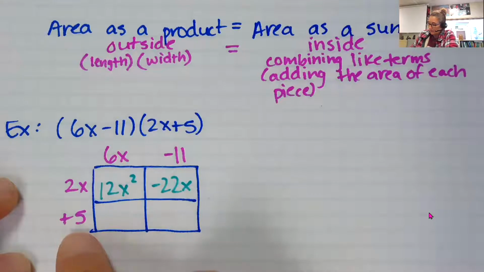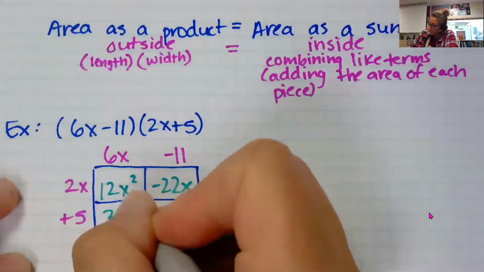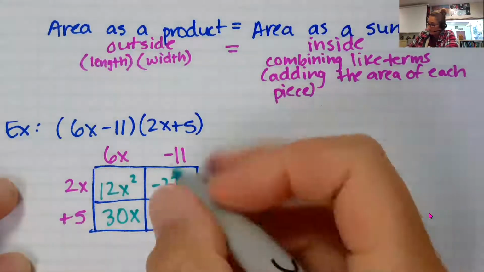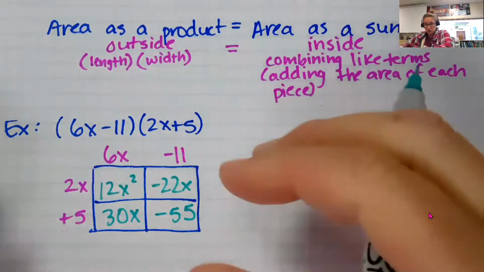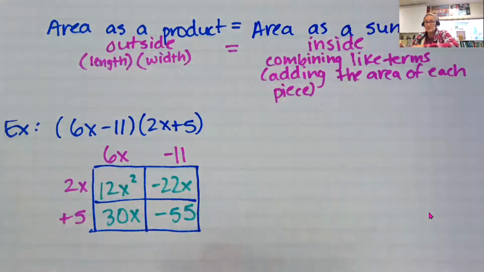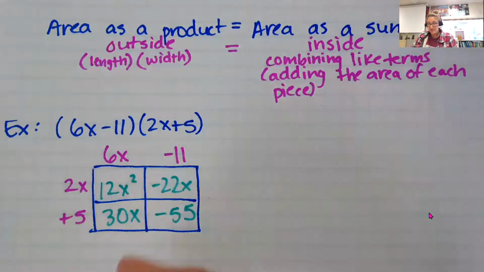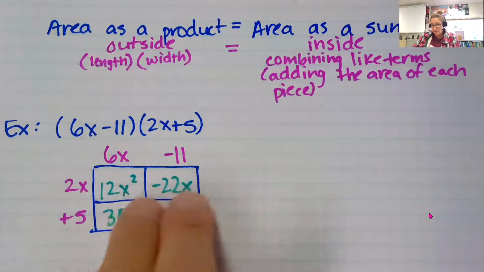Now I'm going to multiply by 5. 5 times 6x is 30x. 5 times a negative 11 is a negative 55. And then this is not your answer. You don't leave it like this. You need to give me the cleaned up sum of this. You're going to combine all of these.